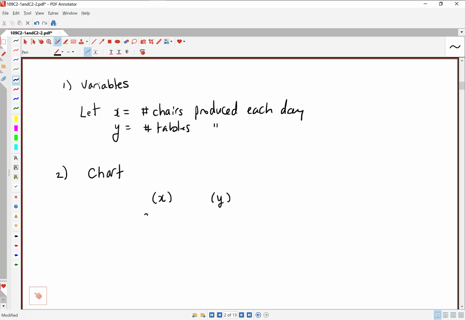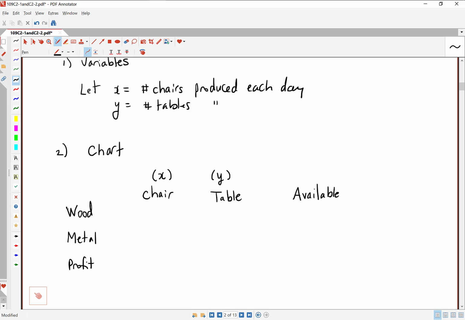X represents the number of chairs produced each day. Y is the number of tables. So let's have chairs and tables across the top. We also have some restrictions on how much of each material the company has available. So that's what we're going to see across the top of the chart. And then down the side, we're going to see our different restrictions. So we've got a restriction on how much wood is available, how much metal, and we also have some information about how much profit comes with these chairs and tables.